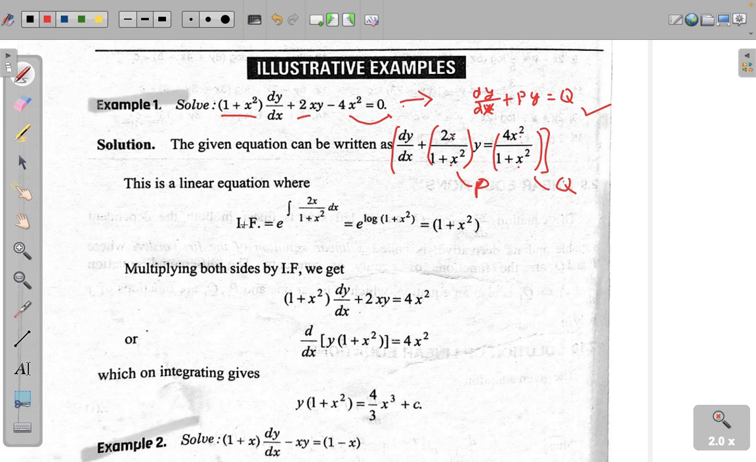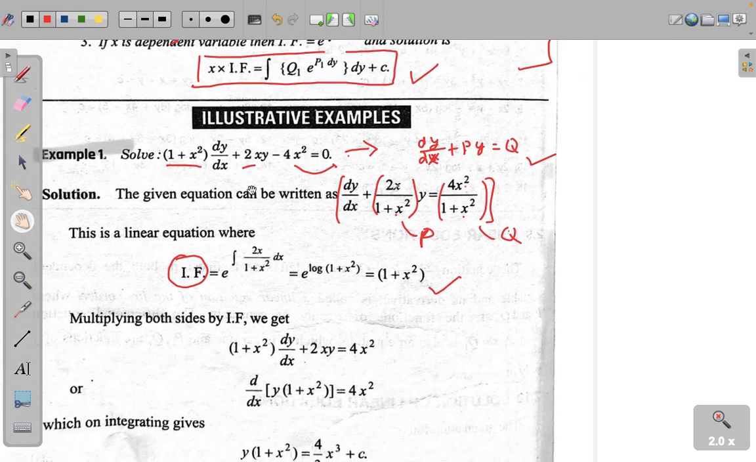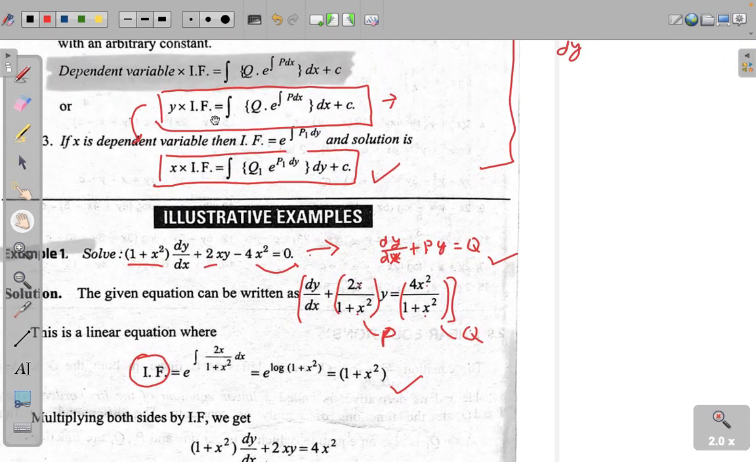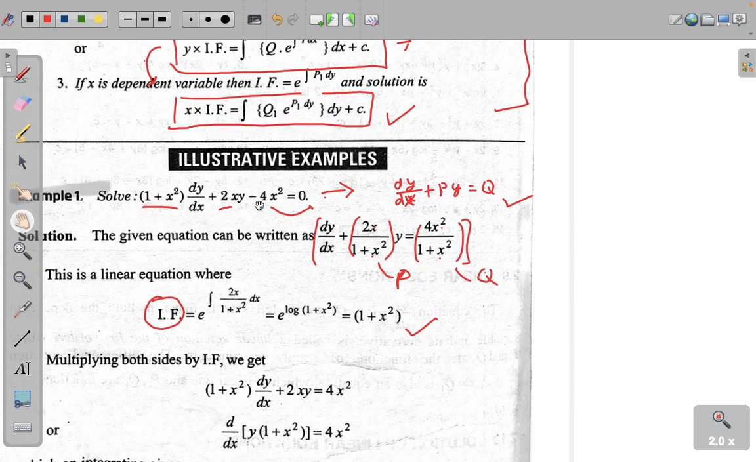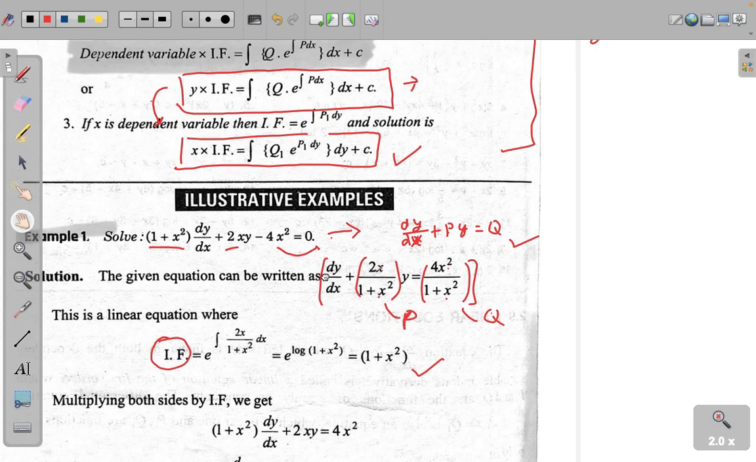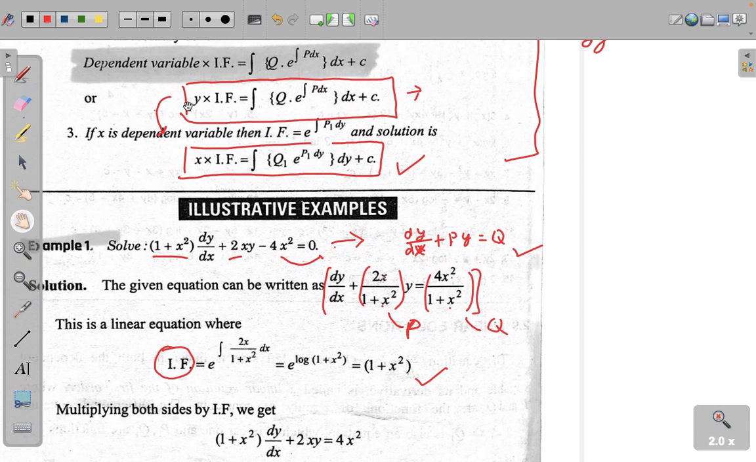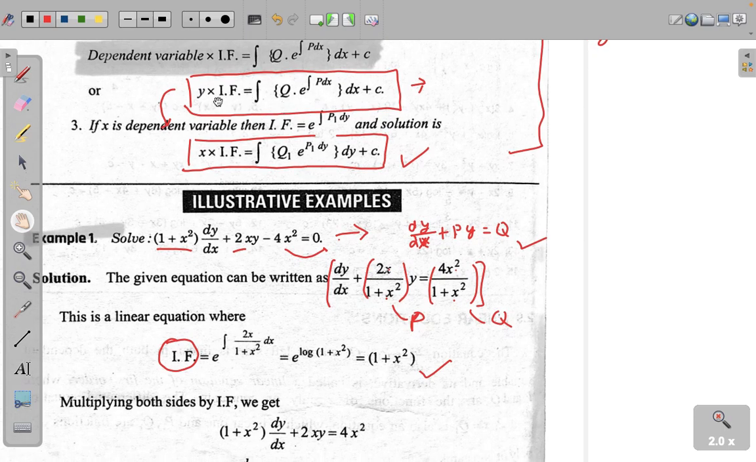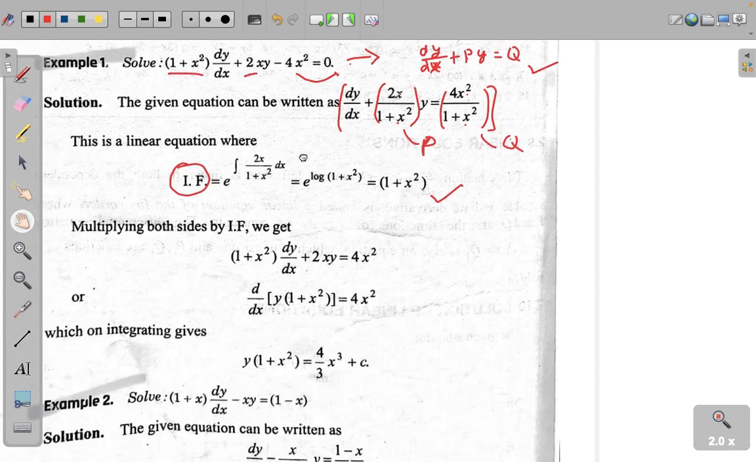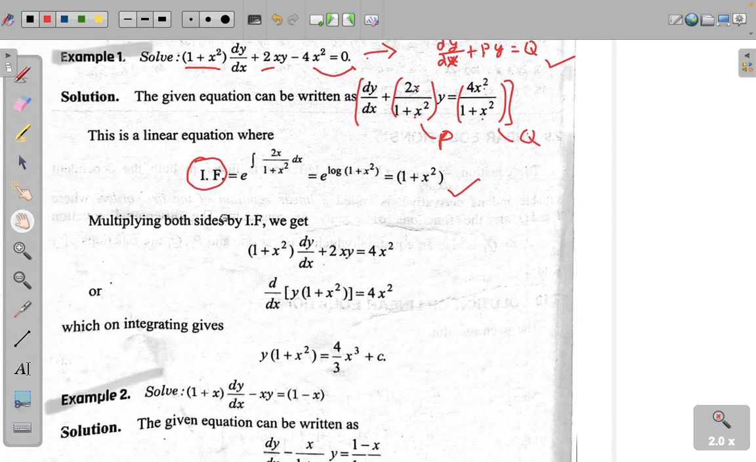Hence we will find the integrating factor, और एक बार integrating factor निकल जाएगा then we will put the value of integrating factor and the value of p and q in this formula. Where is the formula? This formula. Okay, every time you solve these kind of differential equations, repeat this formula every time. Okay, because ये formula आपको याद हो जाएगा. यहाँ पे इन्होंने repeat नहीं किया है but we will repeat it.